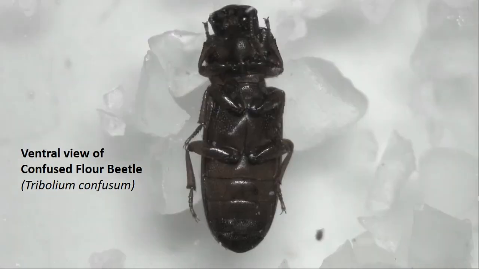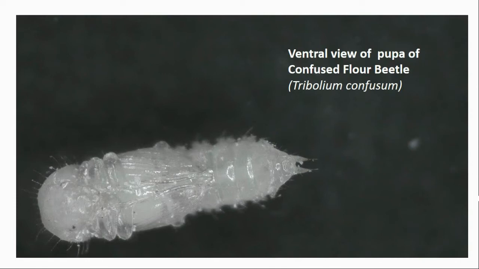This is ventral view of the same confused floor beetle. You can see clearly the legs, claws at the tip of the legs. This is the ventral view of pupa of Tribolium confusum. You can very clearly see the legs.